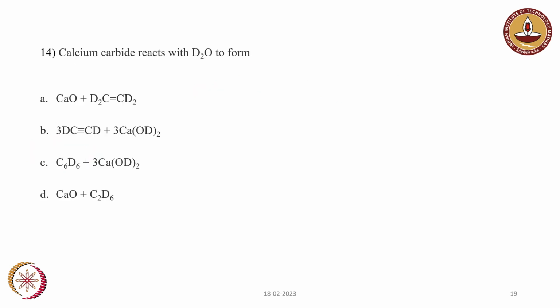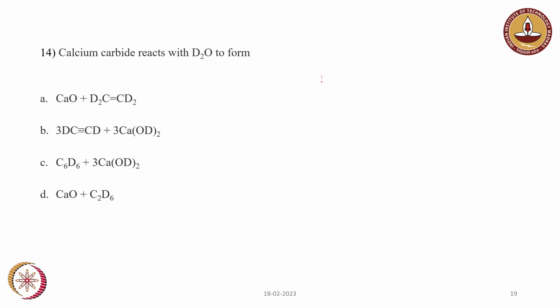Next one is calcium carbide reacts with D2O to form. Option A is CaO plus C2D4. B is C2D2 plus CaOD twice. C is C6D6 plus CaOD twice. And D is CaO plus C2D6.